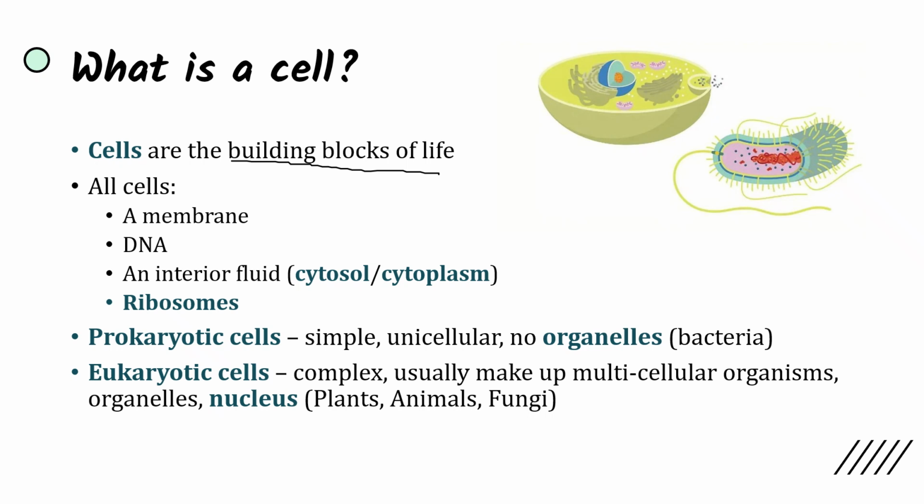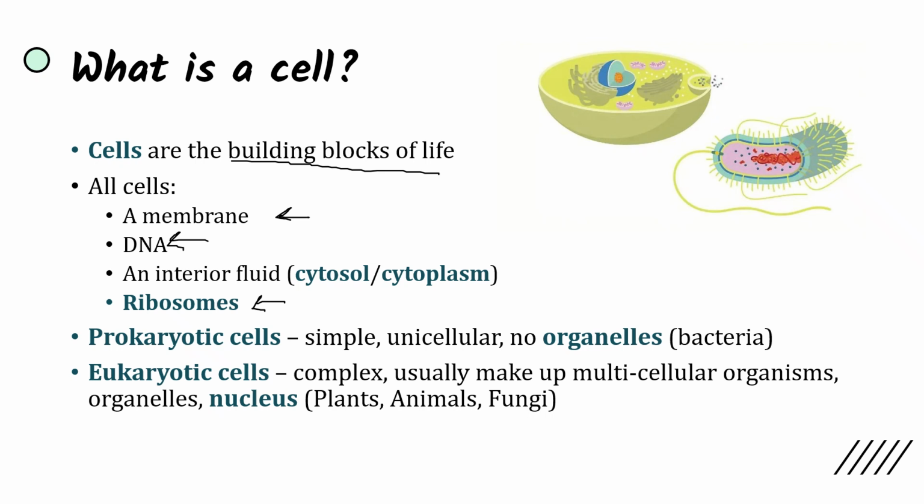So we know that atoms are the building blocks of everything in existence, but cells are going to be the smallest possible living organisms. And all cells have a membrane. They're going to have DNA, which is going to be the genetic material, an interior fluid, and this can be the cytosol, which is just the fluid, or the cytoplasm, which is the fluid plus all of the subcellular components within it, and then ribosomes, which are seen in both prokaryotic and eukaryotic cells.